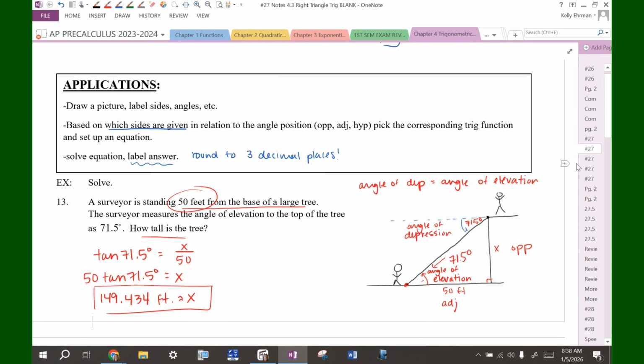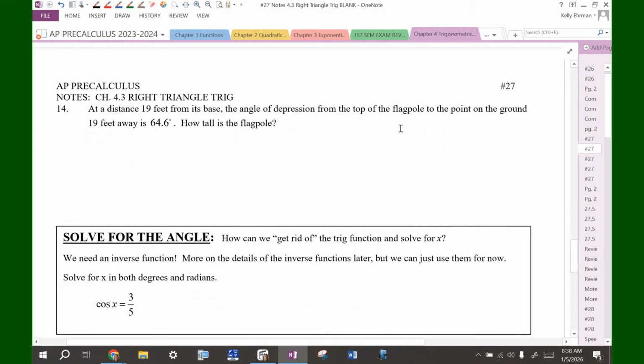All right. At a distance 19 feet from its base, the angle of depression from the top of the flagpole to a point on the ground 19 feet away is 64.6 degrees. How tall is the flagpole? Okay, so for all of these, you have some sort of right triangle, right? So if you don't know where to start, try just drawing a right triangle. How tall is the flagpole? So that's our X again. So here's our flagpole right here.